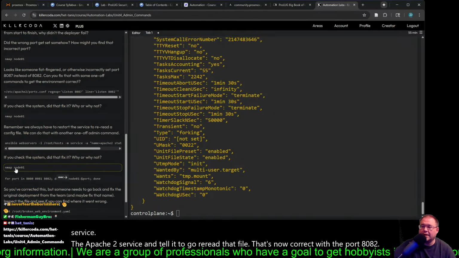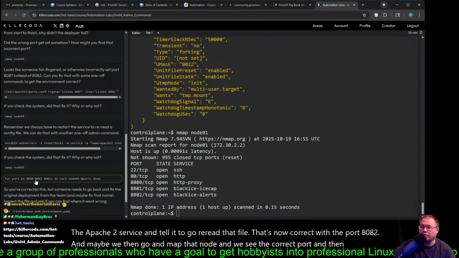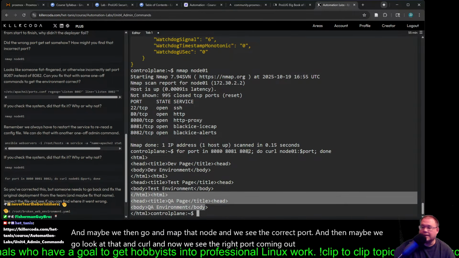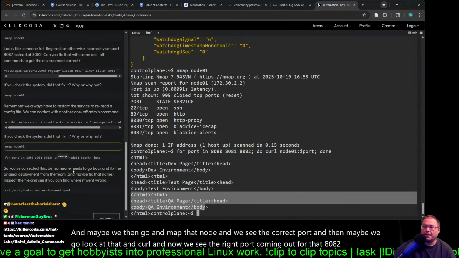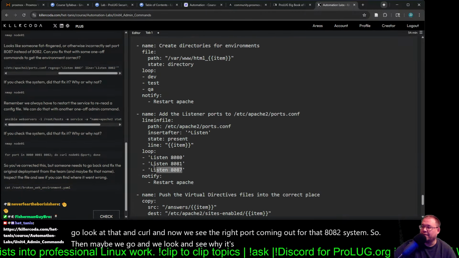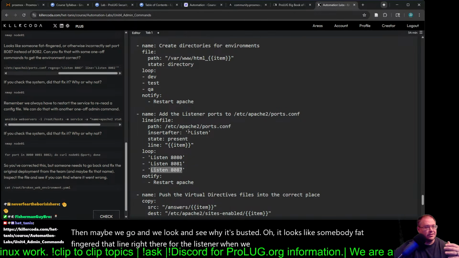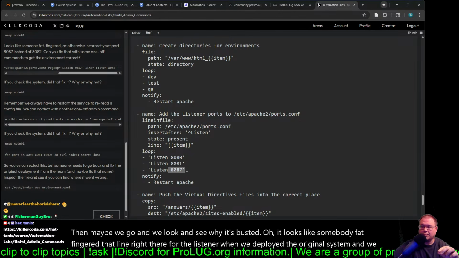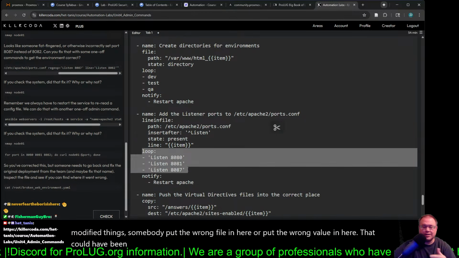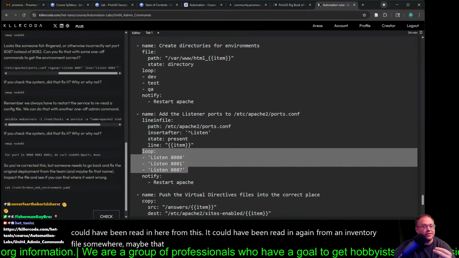And maybe we then nmap that node and we see the correct port. Then maybe we look at that with curl, and now we see the right port coming out for that 8082 system. Then maybe we look and see why it's busted. Oh, it looks like somebody fat-fingered that line right there for the listener. When we deployed the original system and we modified things, somebody put the wrong value in here. It could have been read in from an inventory file somewhere. Maybe that team gave us bad information.